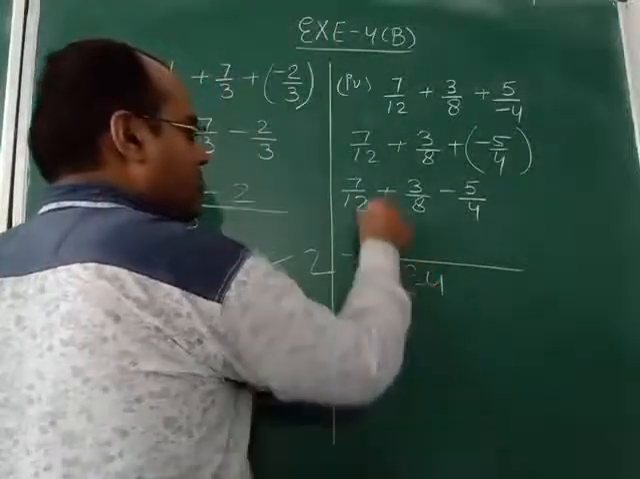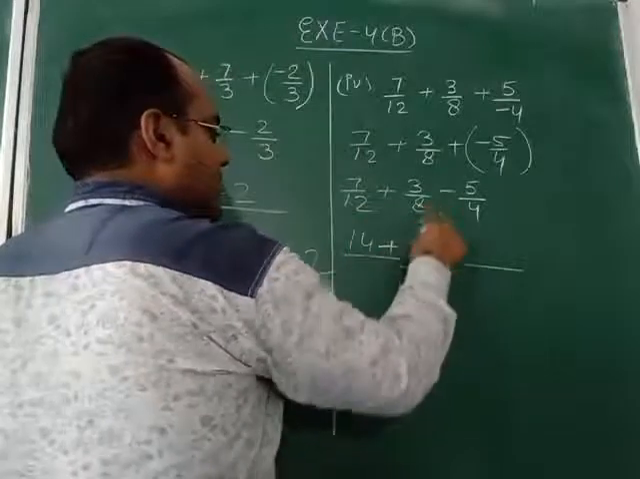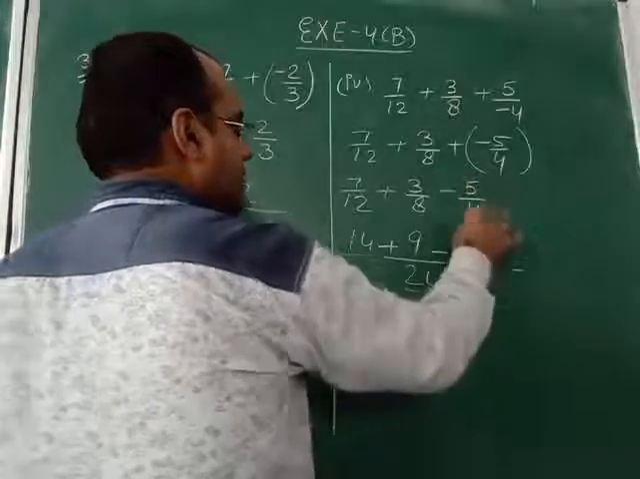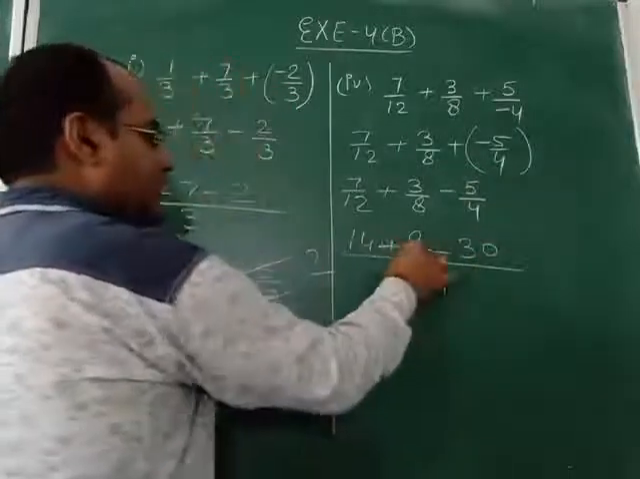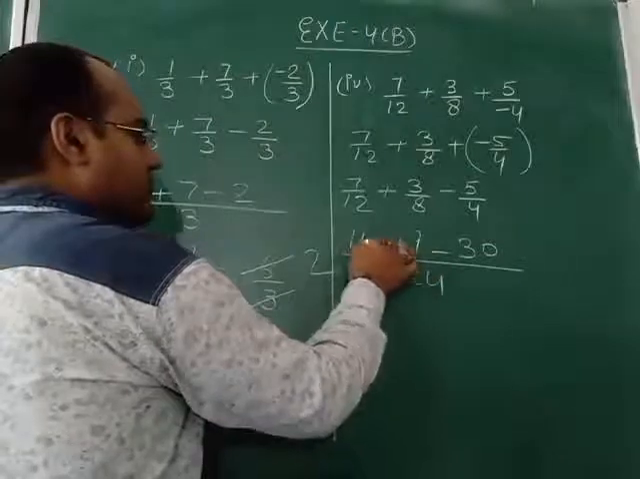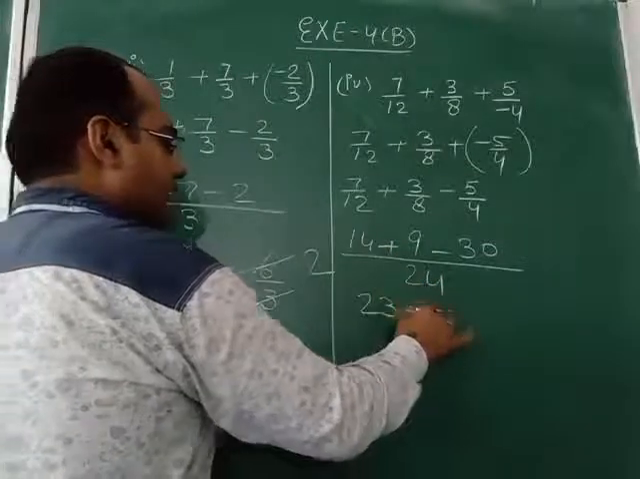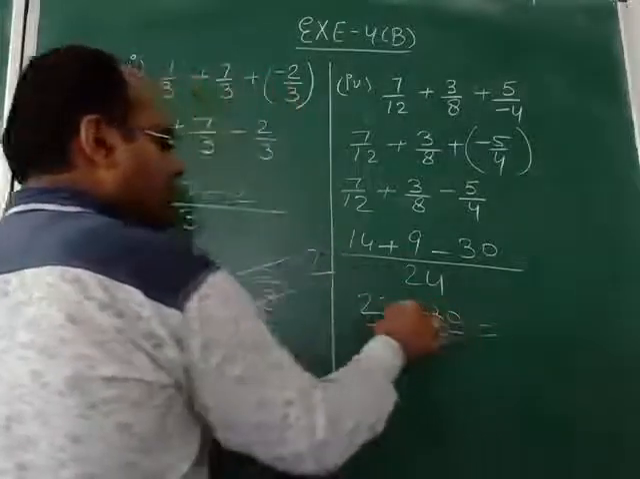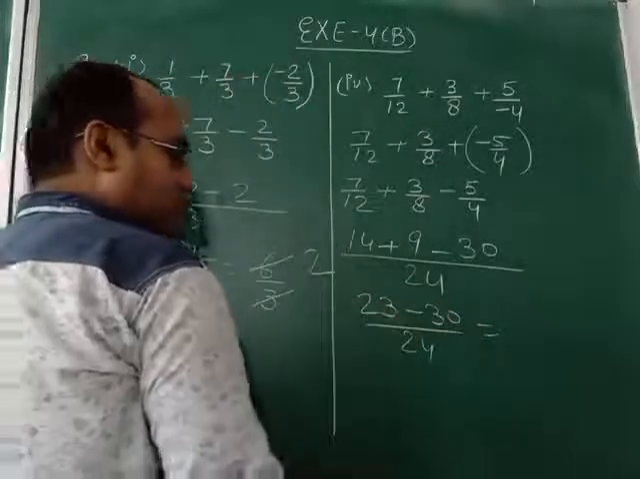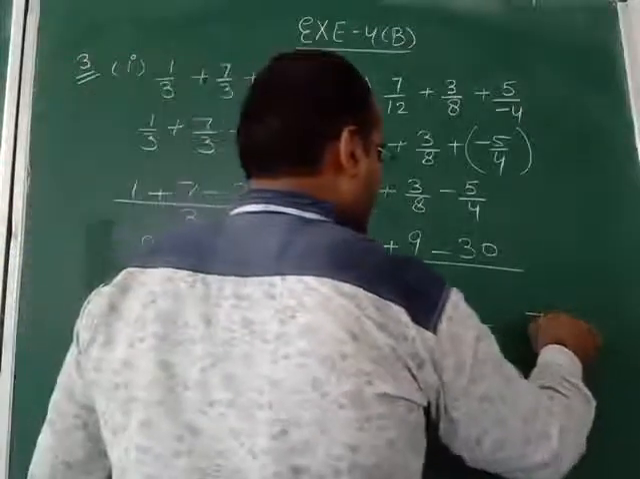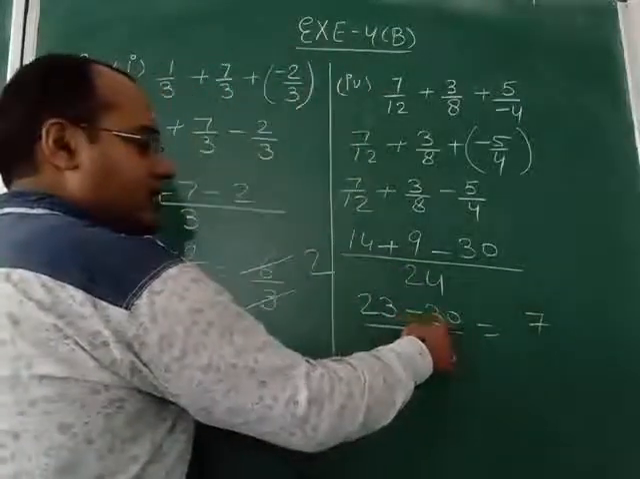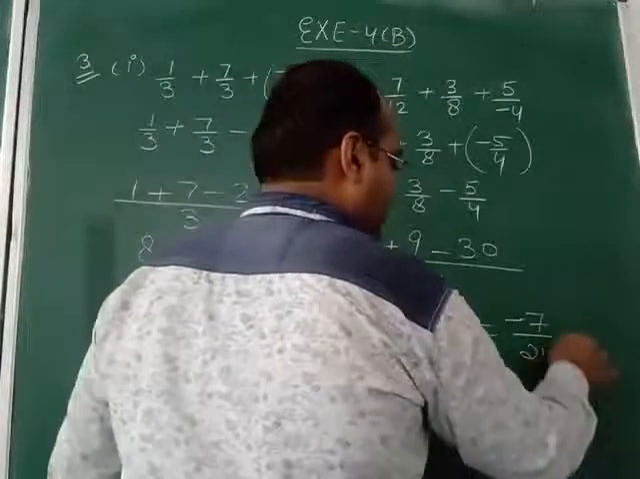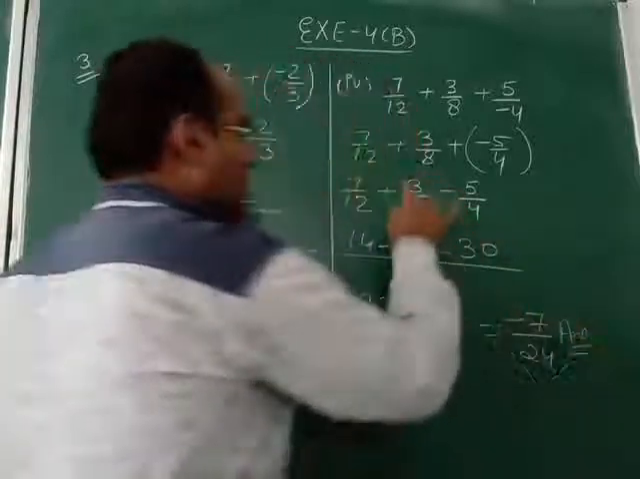12 2 ja 24, 2 into 7 is 14, 8 3 ja 24, 3 into 3 is 9, 4 6 ja 24, 6 into 5 is 30. Now we will add these numbers. 9 plus 14 is 23, minus 30 upon 24. On solving these two, plus and minus, we will subtract them. Answer will be 7. Among them 30 is greater, 30 has the minus sign, so here we will put minus 7 upon 24. So this is your final answer of part number 4.